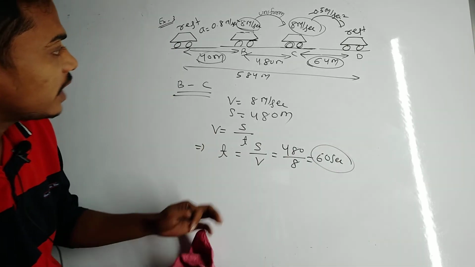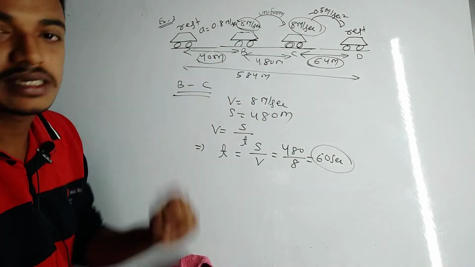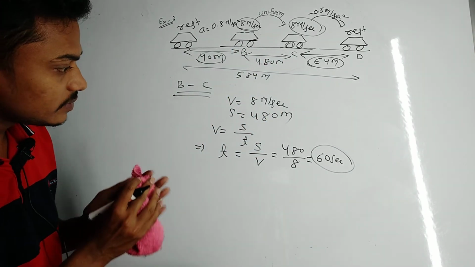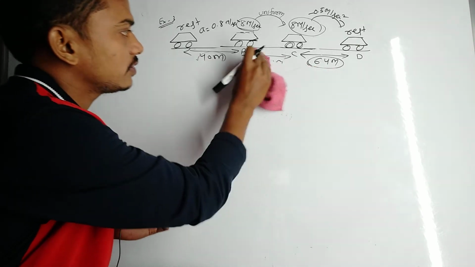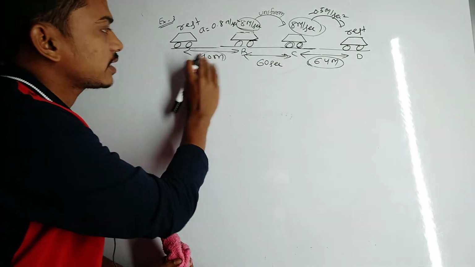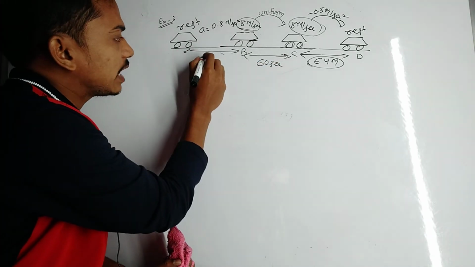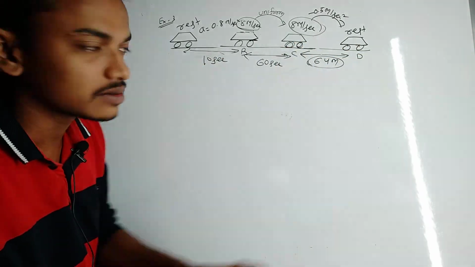Okay, so the time required to reach point C from B is 60 seconds. Now consider this. We found that from B to C the time is 60 seconds, and from A to B the time is 10 seconds, which is already given. Now find the time of retardation.